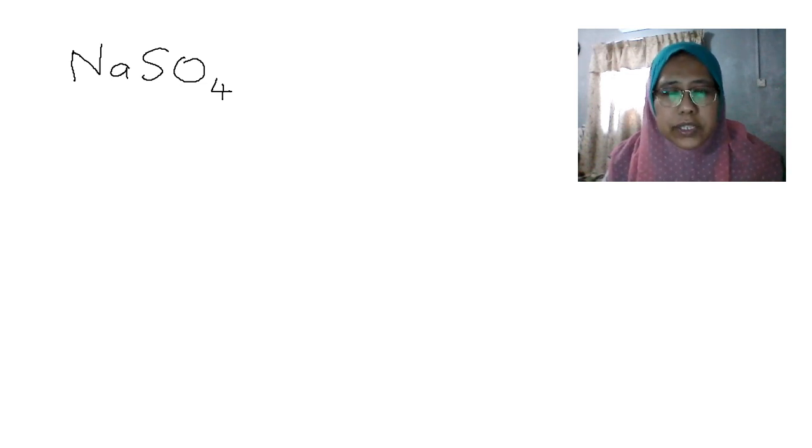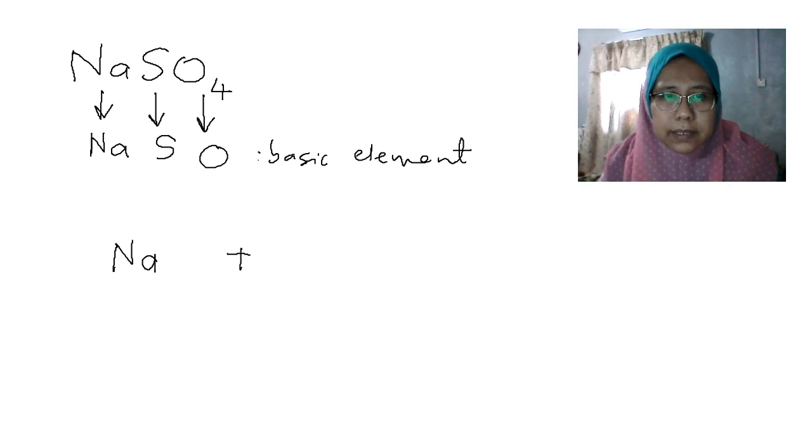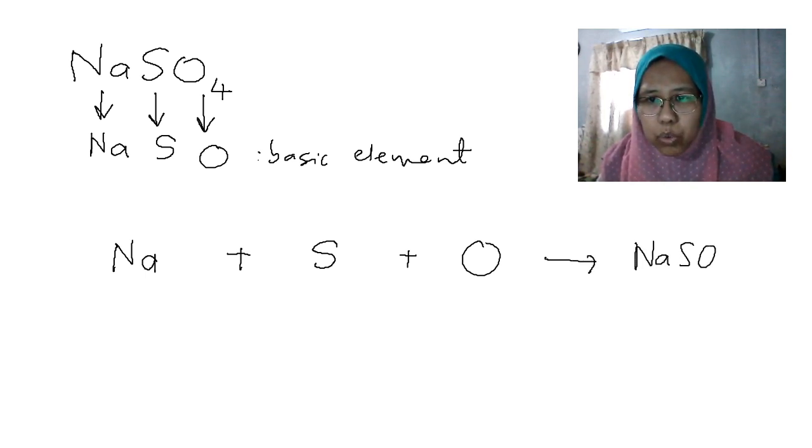The first thing you need to know is the correct molecular formula for the substance we are going to write the thermochemical equation for. It is sodium sulfate, given by the question. What elements exist in this compound? Number 1, sodium. Number 2, sulfur. And number 3, oxygen. These are the basic elements. Now we form an equation whereby sodium, the basic element, plus sulfur, basic element, plus oxygen becomes NaSO4.